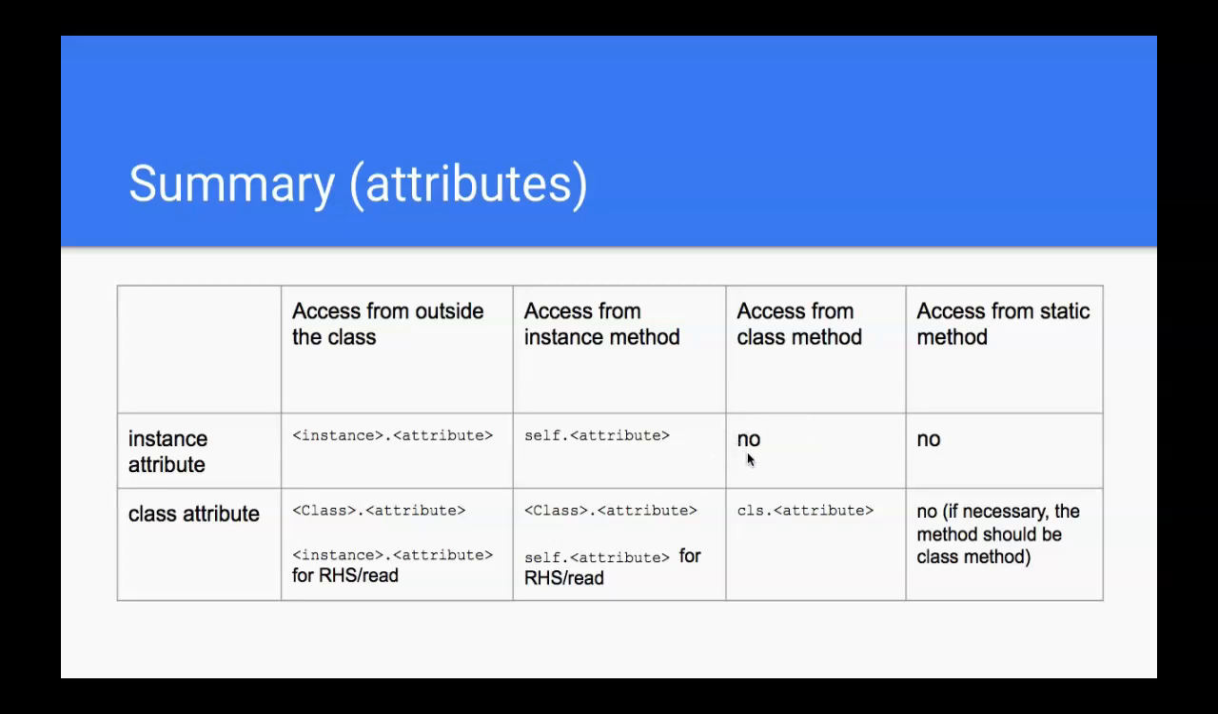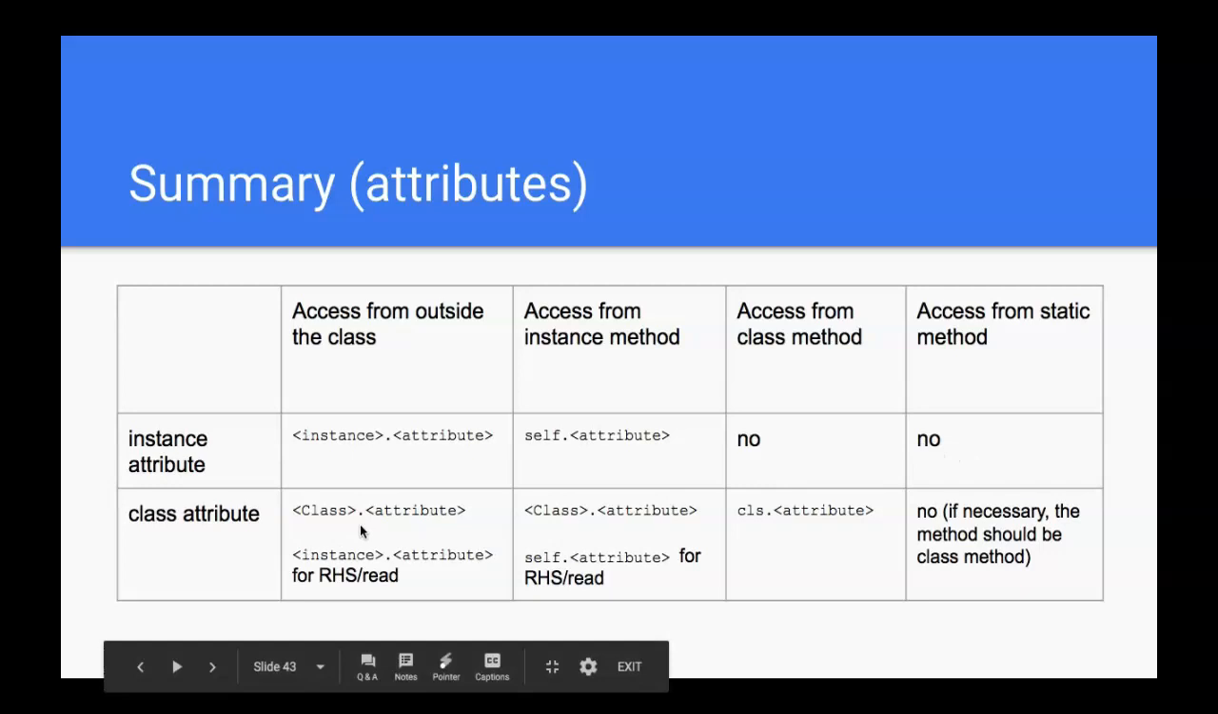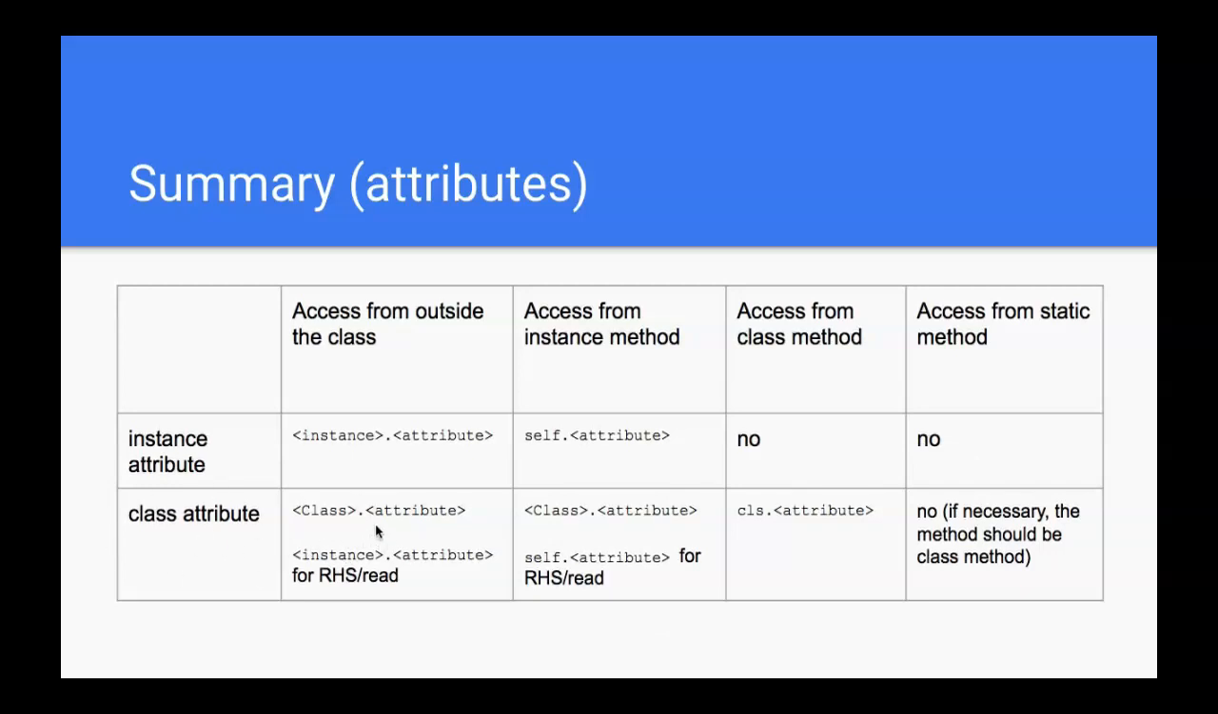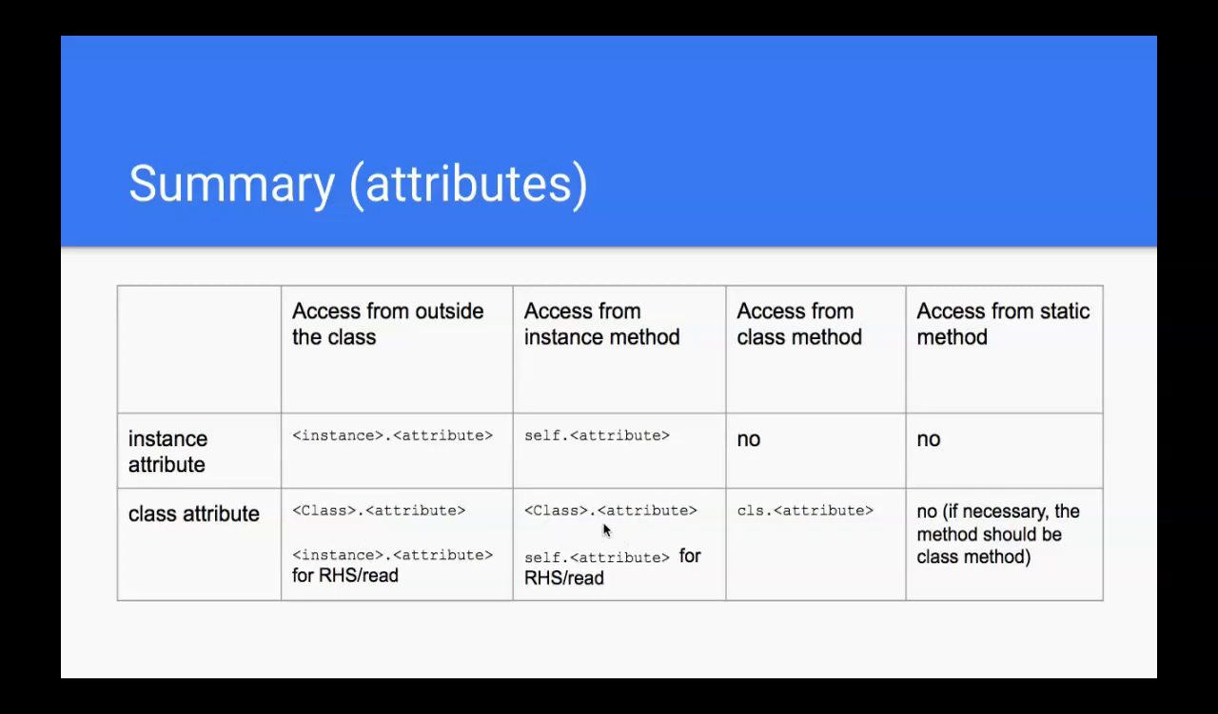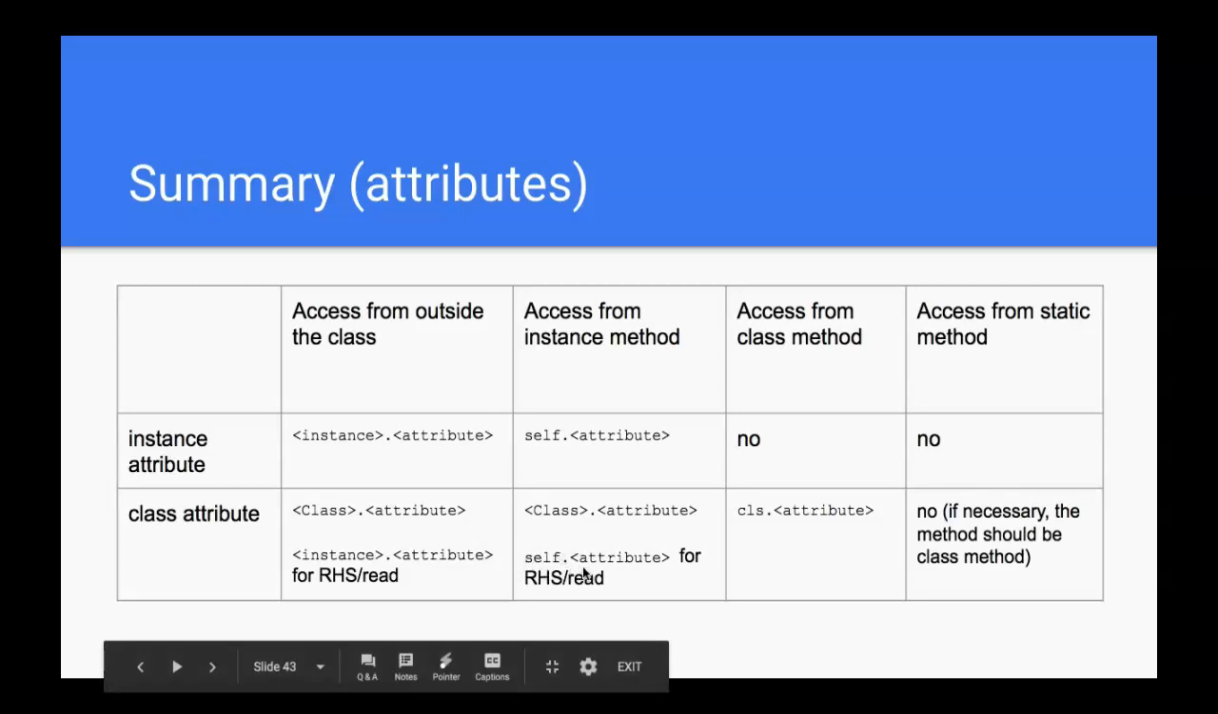Can we access instance attributes from class methods? The answer is no. As we already talked about, to access an instance attribute, we need an instance, and class methods do not have an instance. Can instance attributes be accessed from static methods? Again, no. Okay, so what about class attributes? If you want to access class attributes from outside the class, we can do class.attribute. We can also do instance.attribute, but that's only for read. To access class attributes from instance methods, we can again do class.attribute, or we can, for read, do self.attribute.